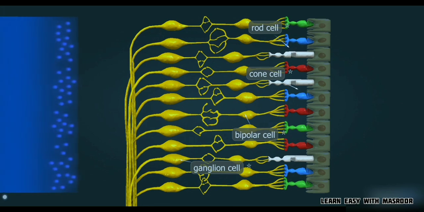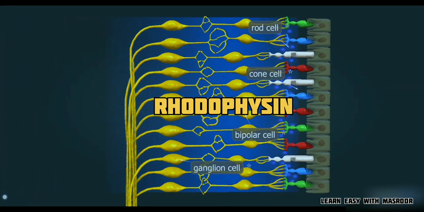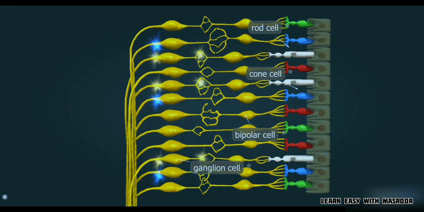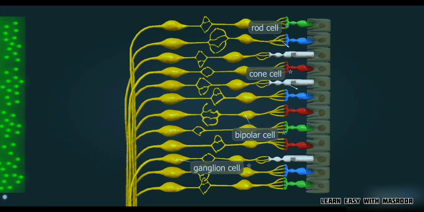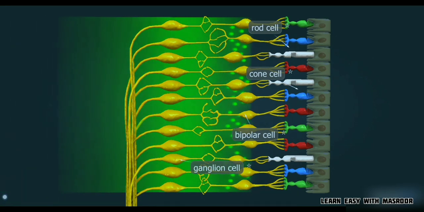The light-sensitive pigment in the rod cells is rhodopsin, which consists of a protein called opsin and a vitamin A derivative called retinal. Rhodopsin is sensitive to light of any wavelength. Therefore, rod cells cannot differentiate between colors. The stimulation threshold of rod cells is low. A single photon is enough to stimulate them. Thus, they work in weak light.